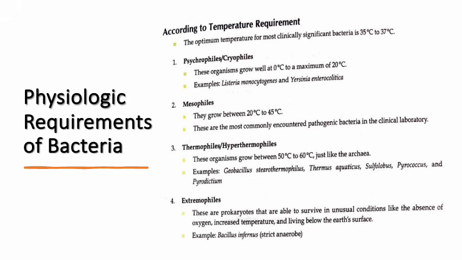Okay? Those that are called extremophiles naman po are those prokaryotes that are able to survive in unusual conditions like the absence of oxygen, increased temperature, and living below the Earth's surface. Okay? So, we usually use the terms thermal death time and thermal death point in terms of temperature requirement. When we say thermal death time, class, this is the lowest or minimum time required naman to kill organisms under a constant temperature. While thermal death point naman is the lowest temperature required to kill organisms in a constant time.